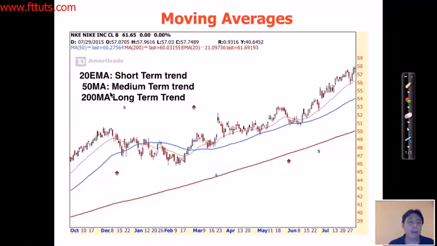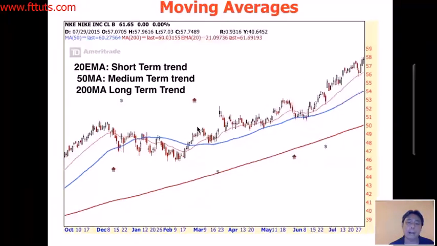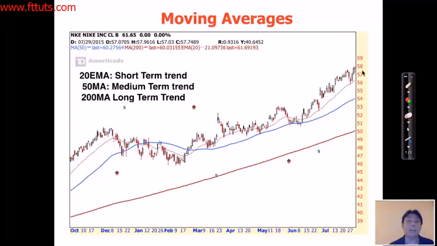Now the 50 moving average, the blue line, measures the medium-term trend. Over here you can see the price is above the blue line, that's a medium-term uptrend. Over here the price crosses below the blue line, that's a medium-term downtrend. Then the price goes above the blue line again, and the blue line slopes up, that's a medium-term uptrend. If I'm more of a medium-term investor, I'll take reference to the blue line. Only when the price is above the blue line would I consider going long. If the price is below the blue line, I consider going short.